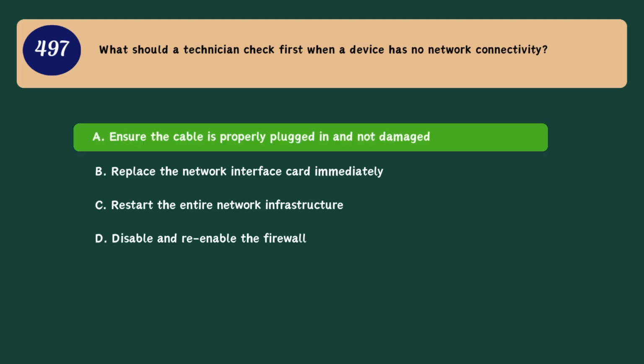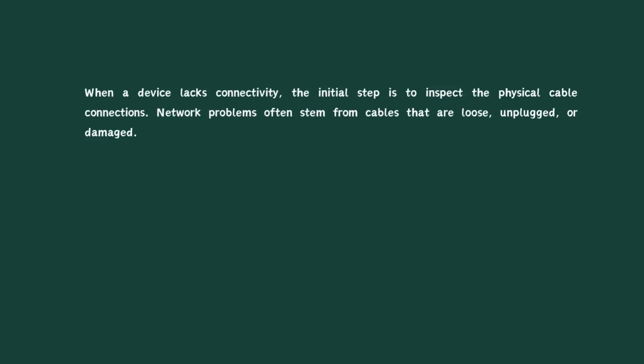Correct answer. A. Ensure the cable is properly plugged in and not damaged. When a device lacks connectivity, the initial step is to inspect the physical cable connections. Network problems often stem from cables that are loose, unplugged, or damaged.